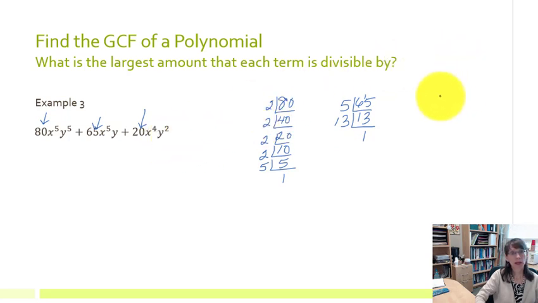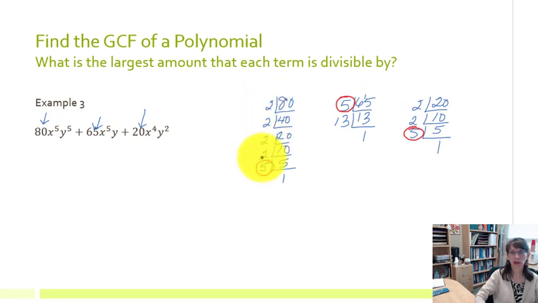Finally, we have the number 20. Dividing 20 by 2, we get 10. Dividing 10 by 2, we get 5. And 5 can be divided by 5, leaving 1. So what we're looking for is what is in common for all three of these coefficients. So I've got a 5, a 5, and a 5. All of these coefficients have the factor of 5 in common.